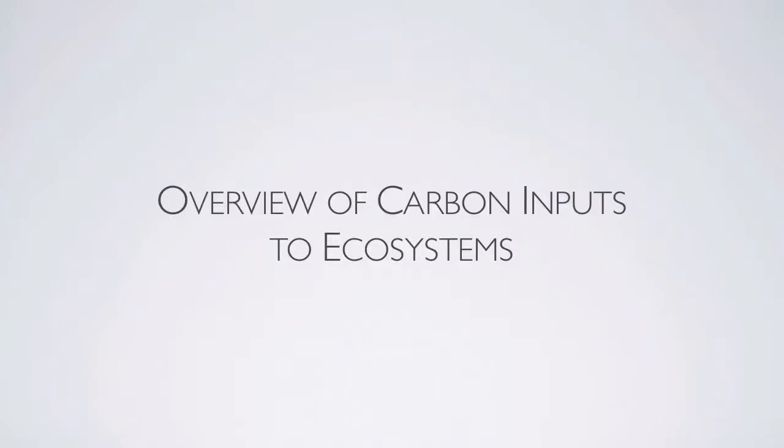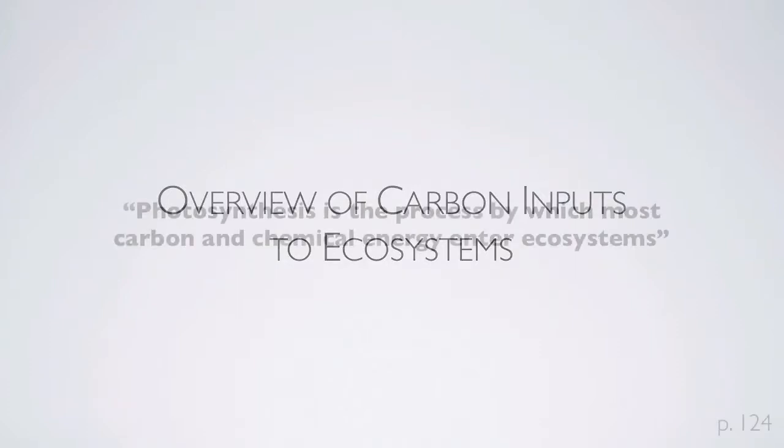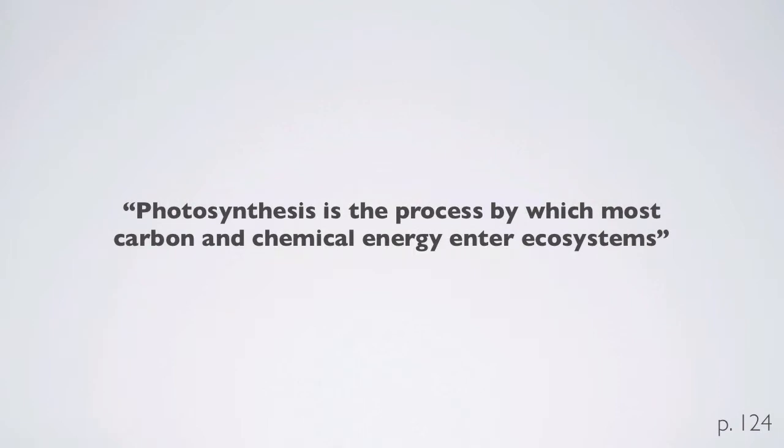Here we'll start with an overview of carbon inputs to ecosystems. Photosynthesis is the process by which most carbon and chemical energy enter ecosystems. Now, carbon can enter ecosystems through other means besides photosynthesis. For example, it can become a carbonate that we talked about in soils, but that's not organic carbon. That's an inorganic form of carbon. And we can also put chemical energy into ecosystems through processes besides photosynthesis, but in general, photosynthesis is the predominant process by which carbon and chemical energy enter ecosystems.